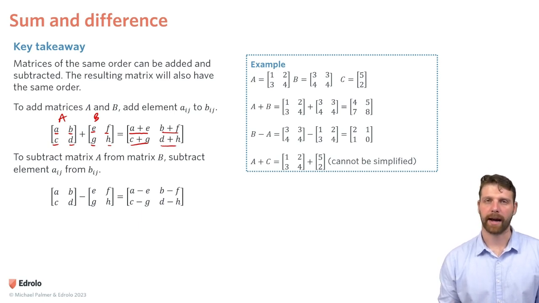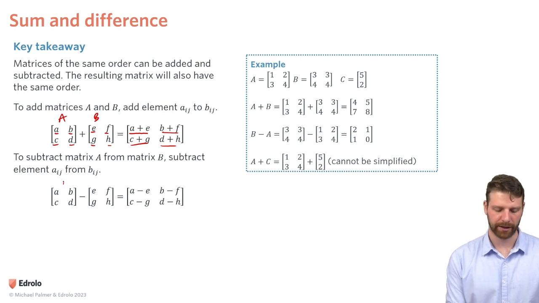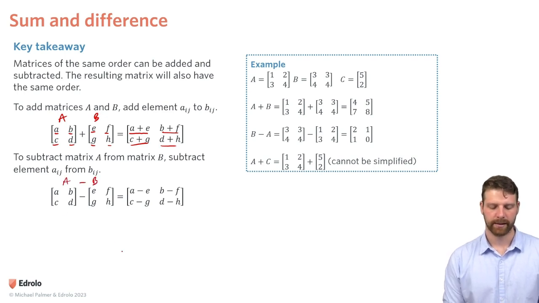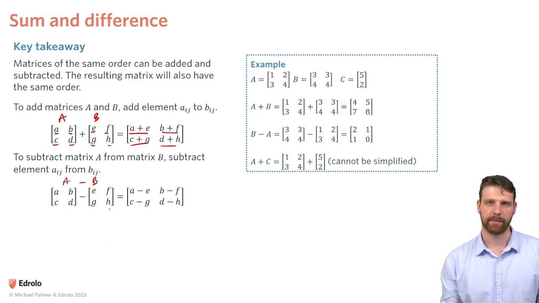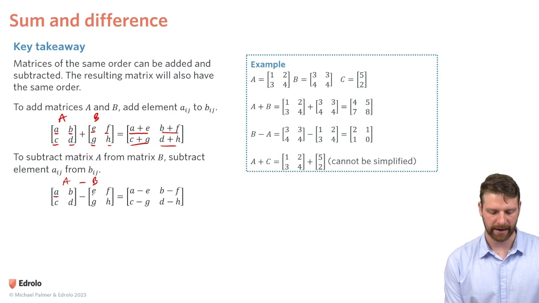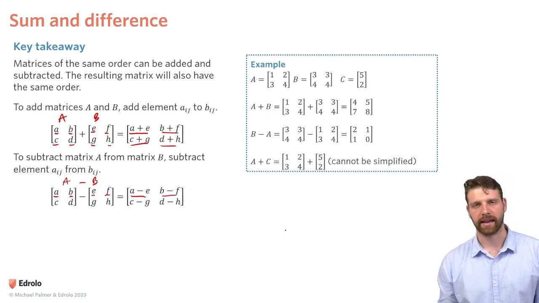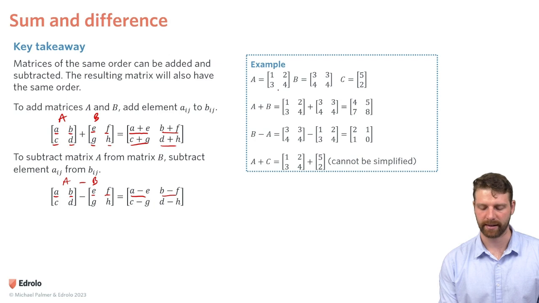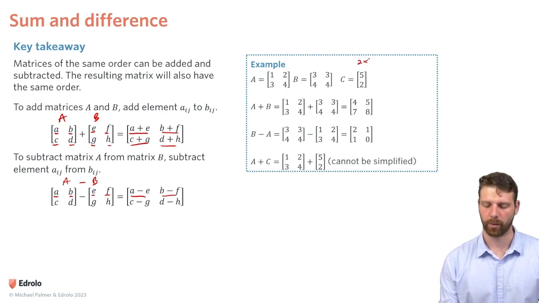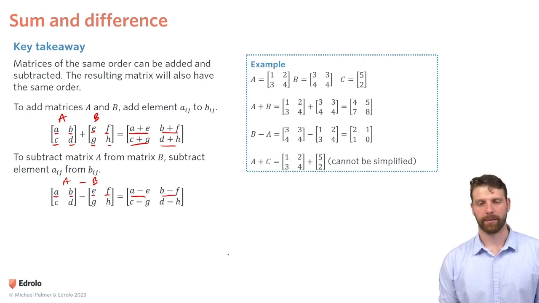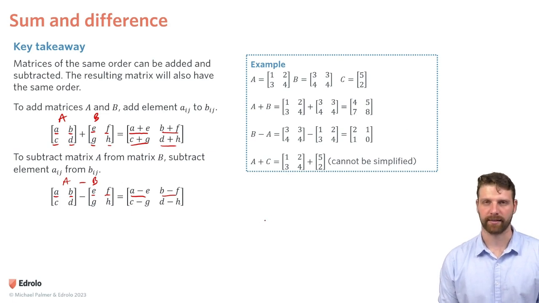So if you want to subtract, it's the same process. We've got matrix A subtract matrix B, and we've got a, b, c, d, and e, f, g, h, the same matrices as before. I'm going to do a minus e to get that first position. I'm going to do b minus f to get that next position, and so on. So here are some examples. I've got three matrices A, B, and C. A and B are both 2 by 2 matrices, and C is a 2 by 1 matrix. Okay, so in my example, I'm doing A plus B, B minus A, and A plus C.